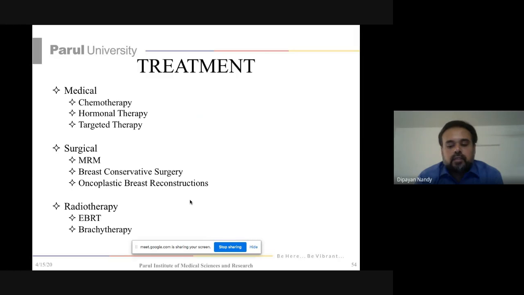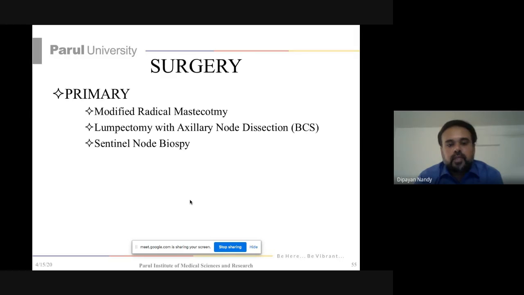So now we'll see the various arms of treatment in a little detail. First, of course, surgery for the primary, which could be an MRM or a conservative surgery. The BCS is nothing but a breast conservative surgery.